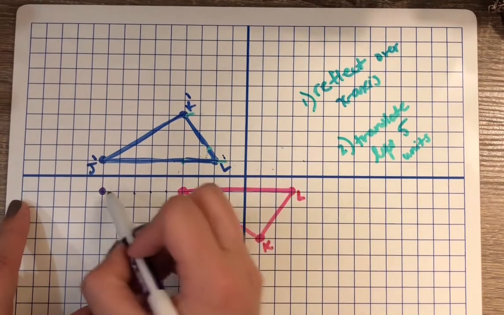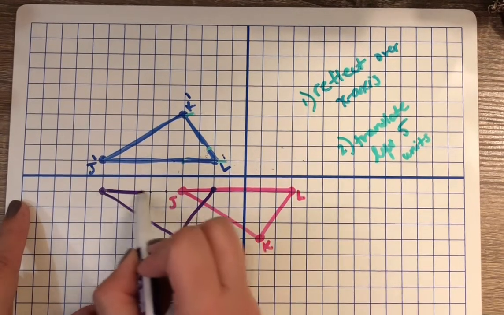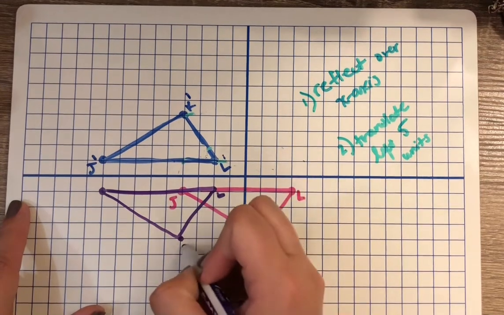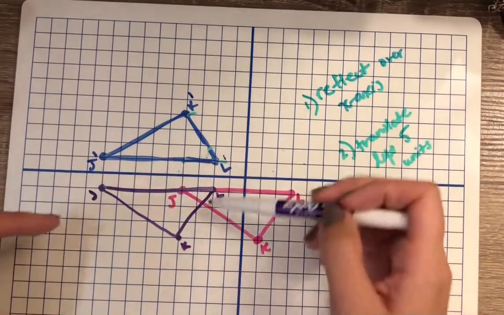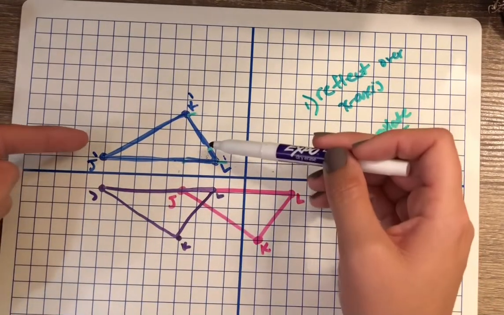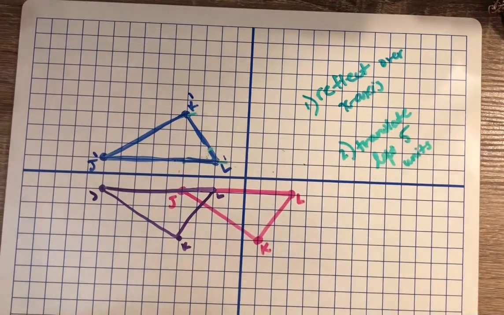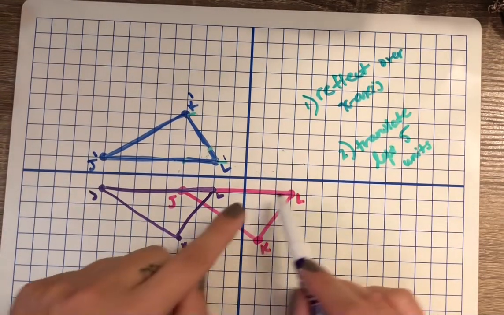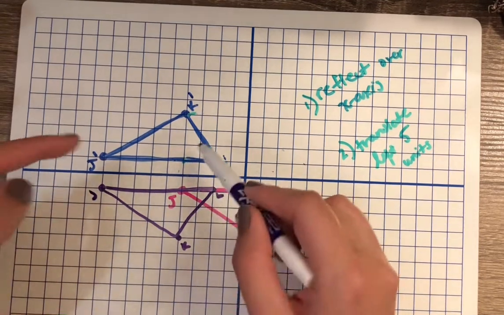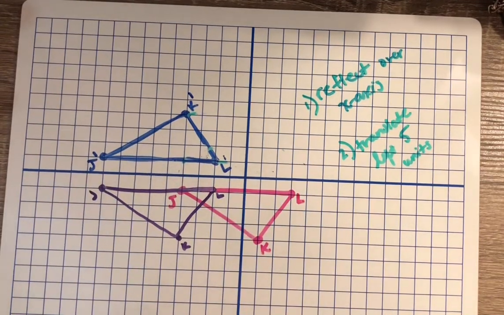So I might see the translation first, which would bring us here. And then from this point, I could reflect over the x-axis. Okay, so 2 ways. So this one would be translate left 5 and then reflect over the x-axis.